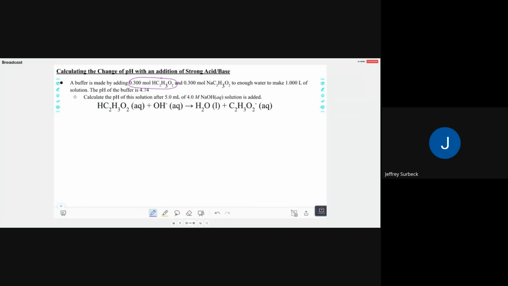So acetic acid, right now we have 0.300 moles of our acid. So I'm just going to write that down. 0.300 moles of this acid. And we can use moles. Remember, the Henderson-Hasselbalch equation is really nice. It's a ratio. That ratio is not going to change as long as they're dissolved in the same volume of water. So we got 0.3 moles. And then of our sodium acetate here, we also have 0.3 moles of our conjugate base.